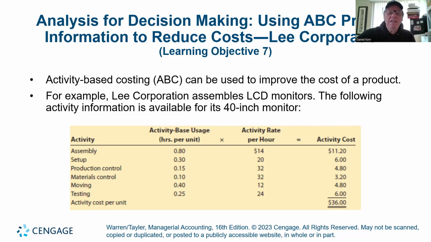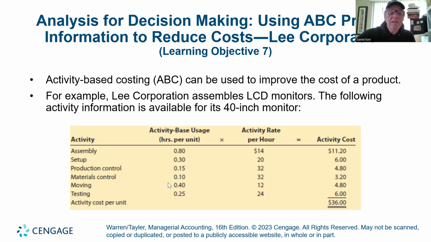So here we're looking at the individual units. For an LCD panel right now, it takes 0.8 hours in assembly, and the rate in assembly per hour is $14. It takes 0.3 in setup, and the rate there is 20. Production control takes 0.15, and the rate there is 32.